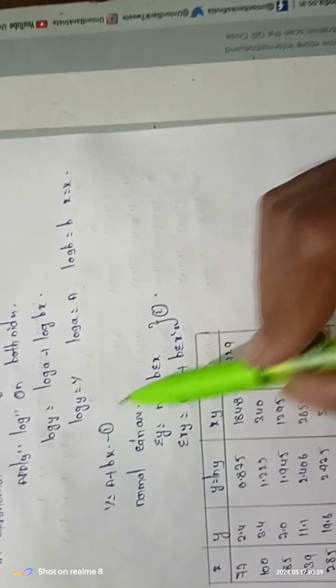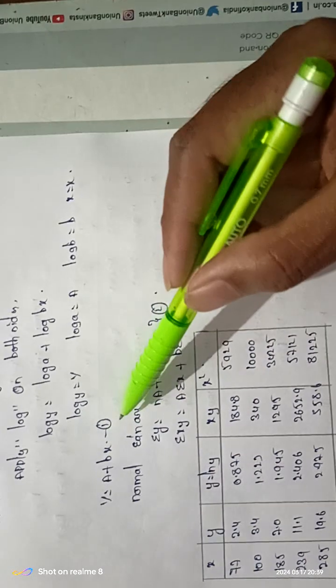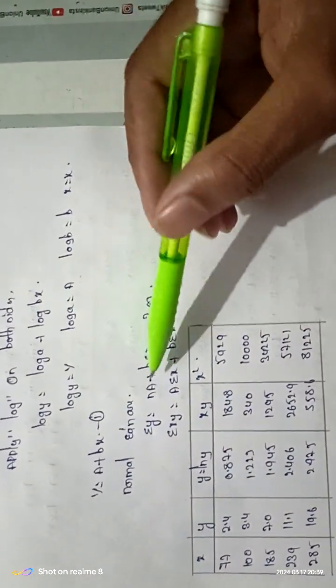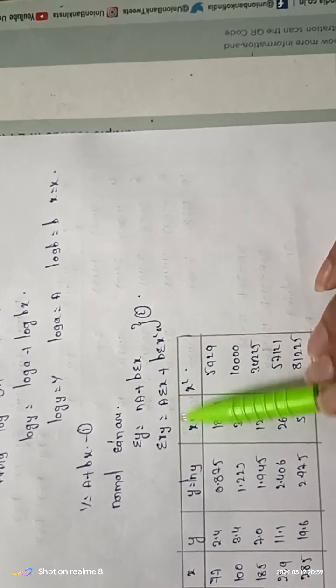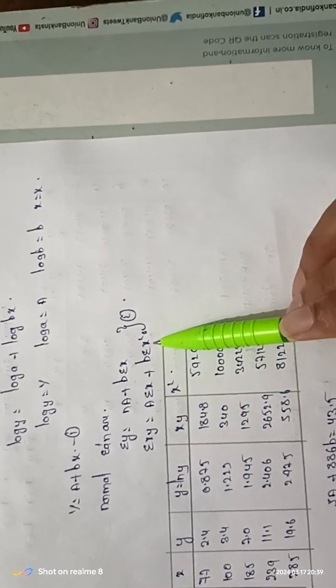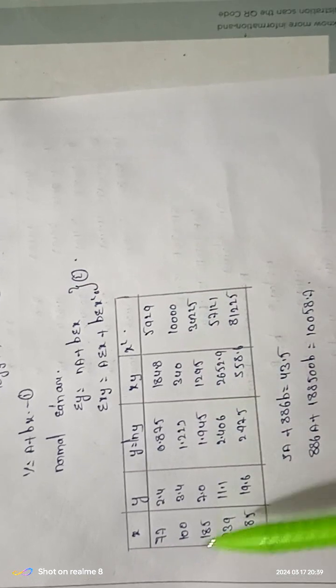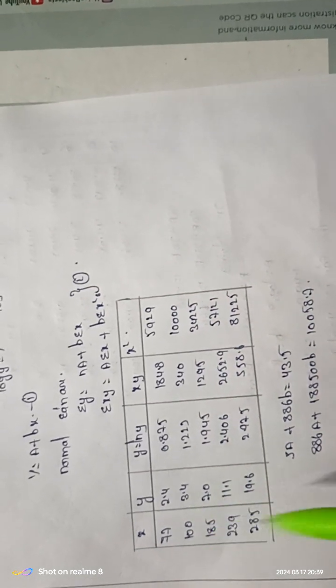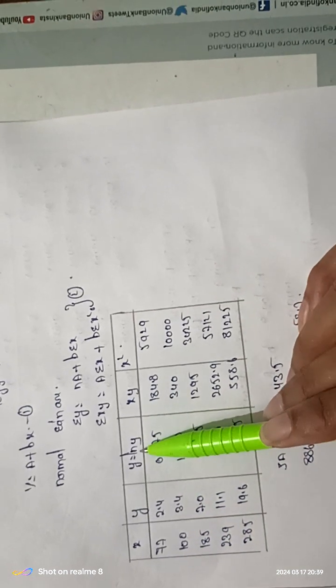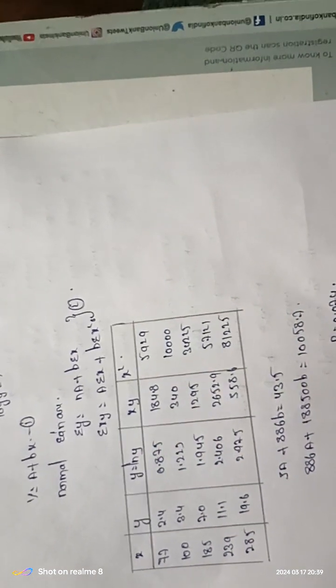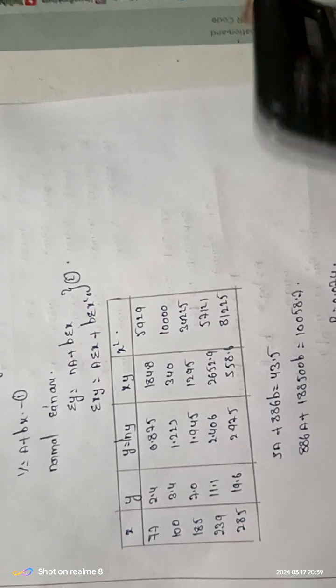Here is the equation, and the normal equations for equation 1 are sigma y equal to n into a plus b into sigma x, and sigma xy equal to a into sigma x plus b into sigma x square. Writing the values in tabular form, x and y. For the logarithmic option, we use the calculator.